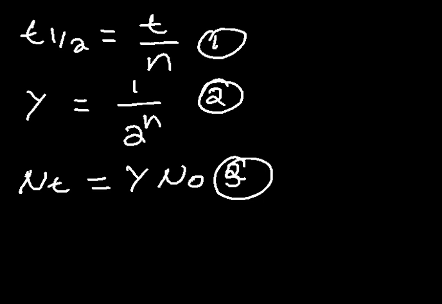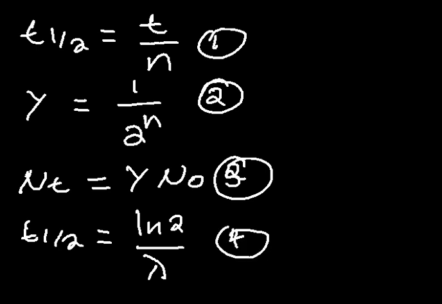And we can also calculate the half-life using the formula. The half-life is equal to ln 2 divided by the decay constant, that is given as k, or in some books lambda. So keep that in mind. This is equation number 4. You should master this one as well.